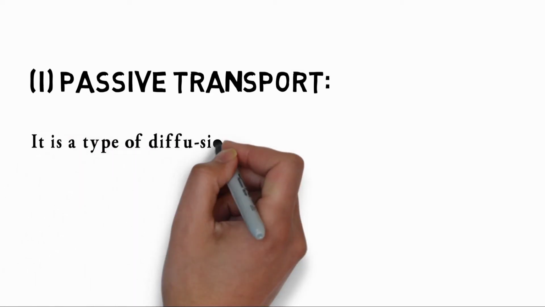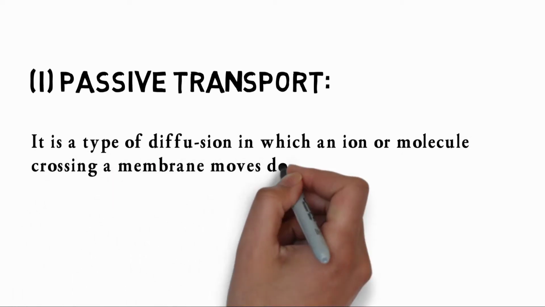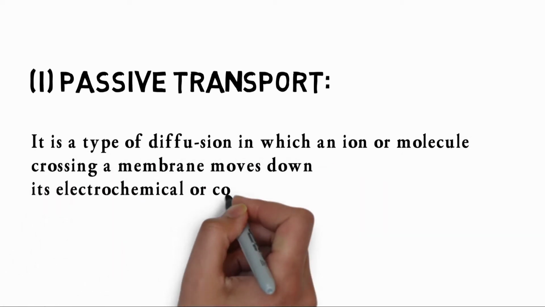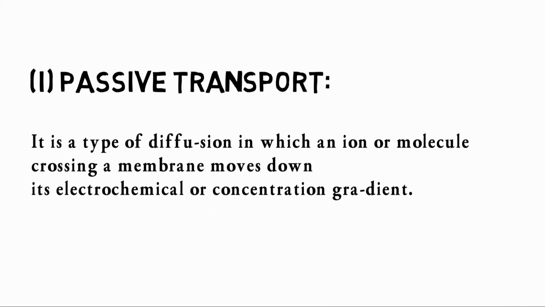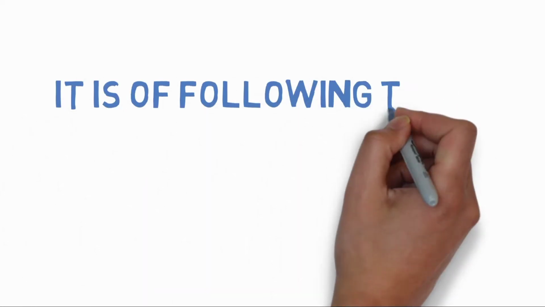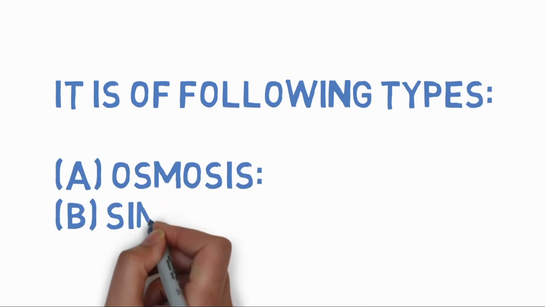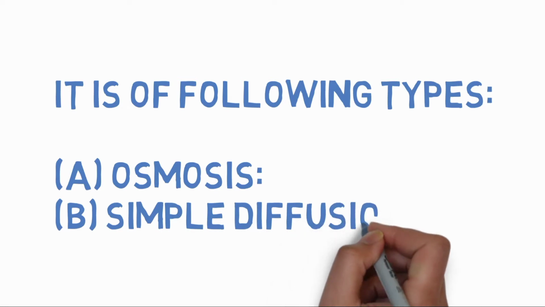So now we discuss the passive transport. It is a type of diffusion in which an ion or molecule crossing a membrane moves down its electrochemical or concentration gradient. Passive transport is of following types. One is osmosis and the second one we call simple diffusion.